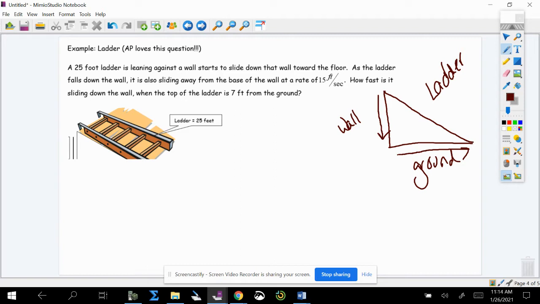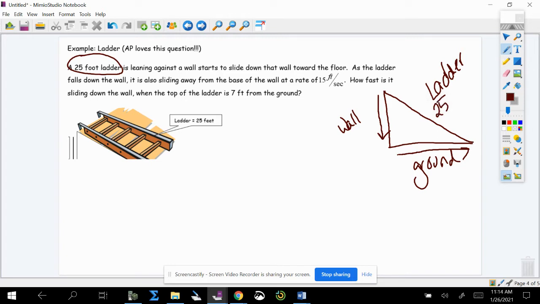Now, the ladder in this problem is not changing, and you will have some triangle problems where all three sides of the triangle are changing, and we'll talk about that in detail as we go through. But in this example, it's a ladder that's not going to get shorter. It's a 25-foot ladder, so that is going to remain a constant. That's like the hypotenuse of my triangle.